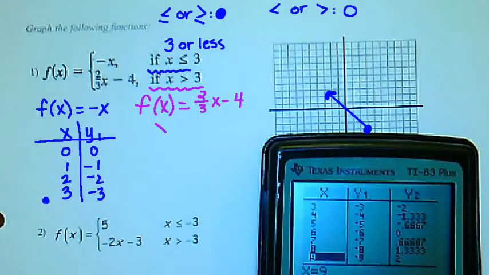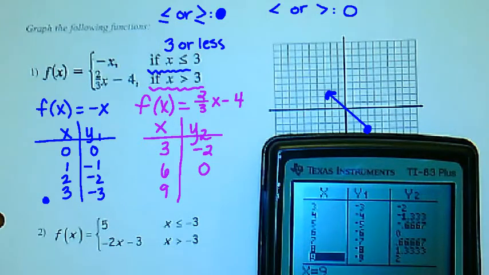This is going to be x and y2. Again, I'm going to start at 3. So 3, negative 2. 6 is my next whole number, 0, and then 9, 2. Now for this one, this is greater than 3. So we're going to plot this point, but it's going to be an open dot.